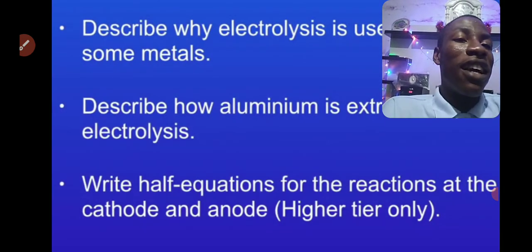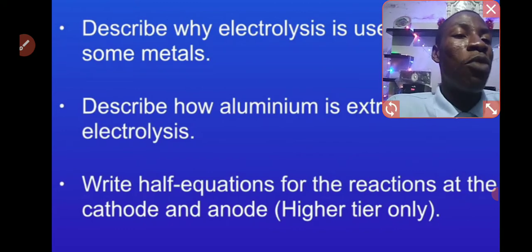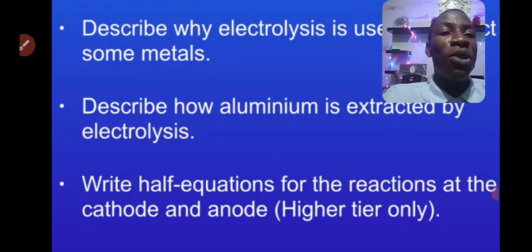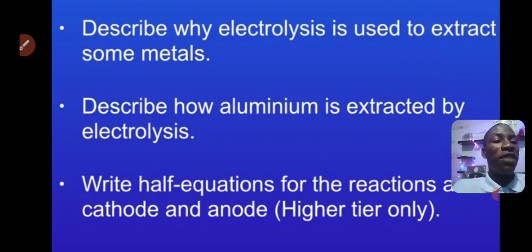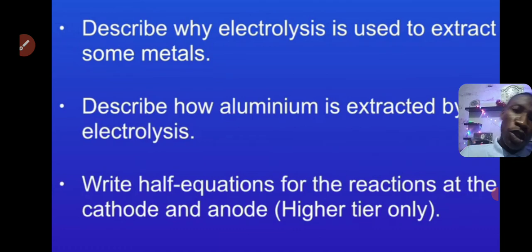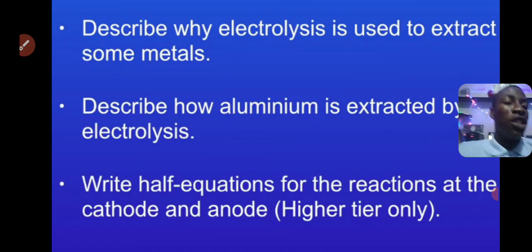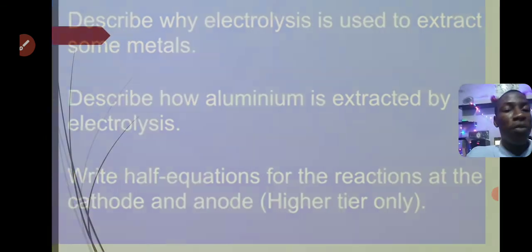Alumina is very important in the extraction of aluminium, and in these videos you should be able to perform the following activities after the video. You should be able to describe why electrolysis is used to extract some metals like aluminium, for example. You should be able to describe how aluminium is extracted by electrolysis, and you should be able to write equations, half equations and the overall equation for the extraction of aluminium.